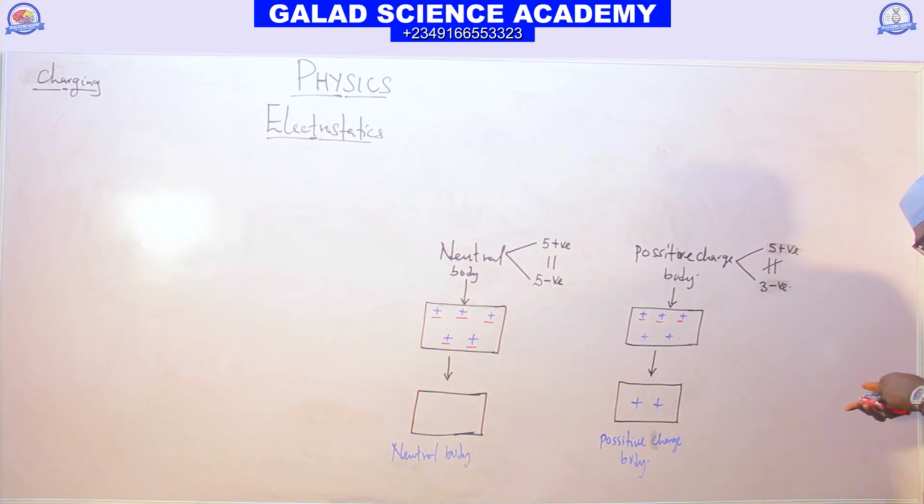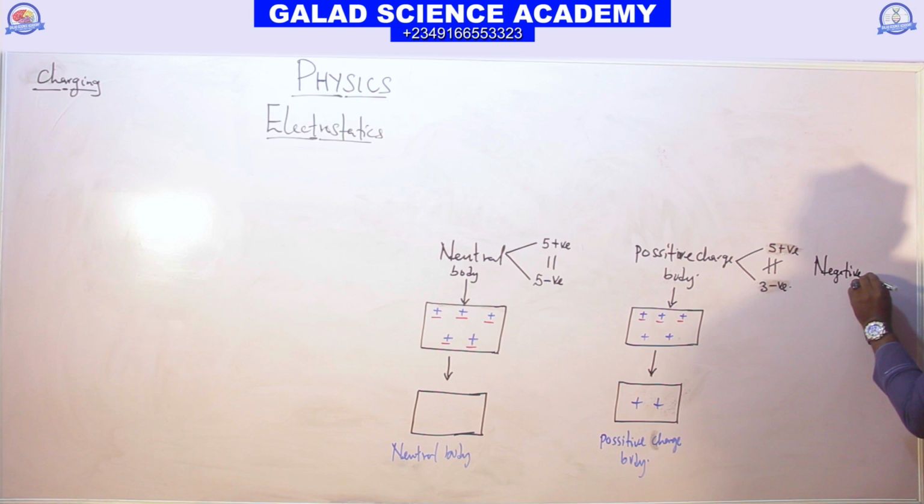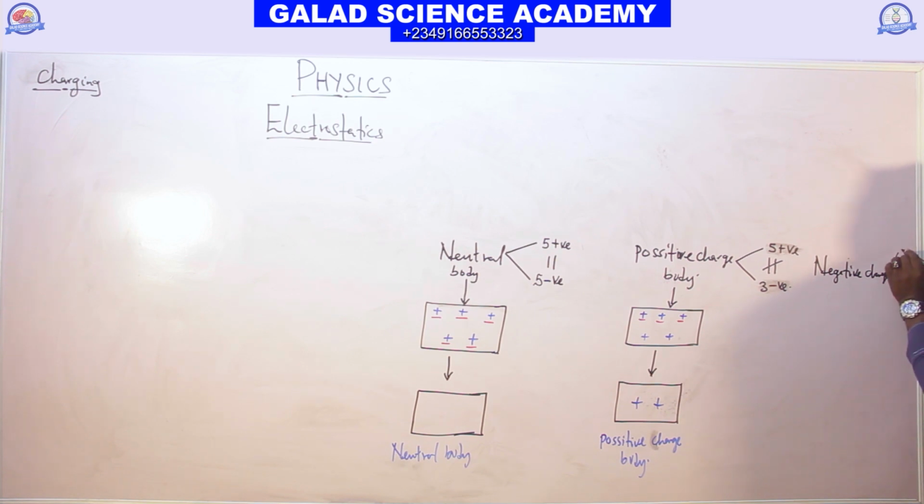But for the last one, if I'm talking of negative, if you have a negatively charged body, a negative charge body, you will observe that here you will have 3 positive charges, and we have 5 negative, 5 negative charges. Sorry.